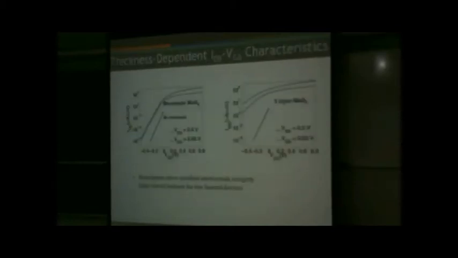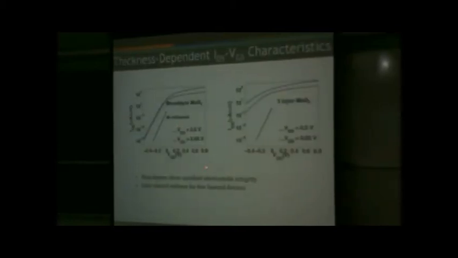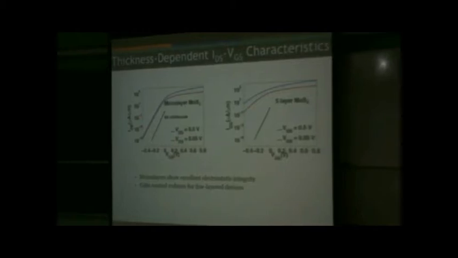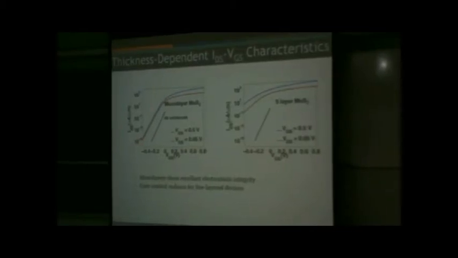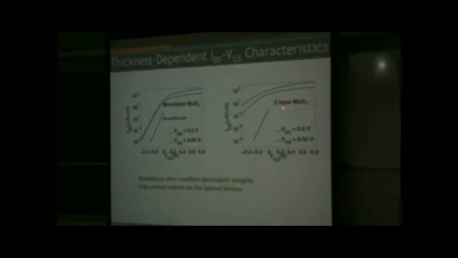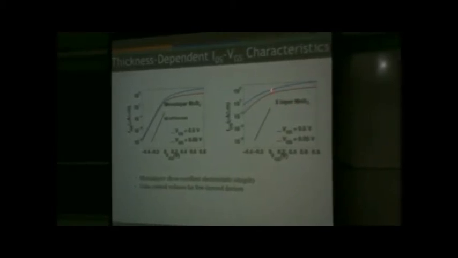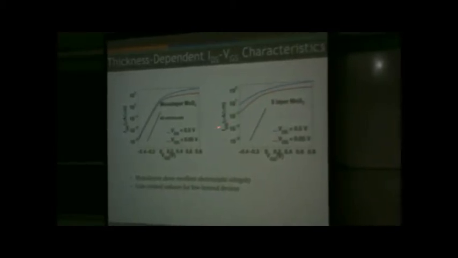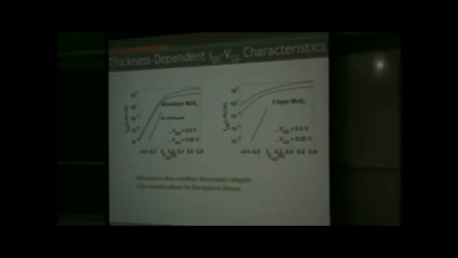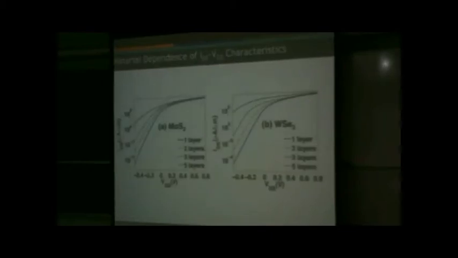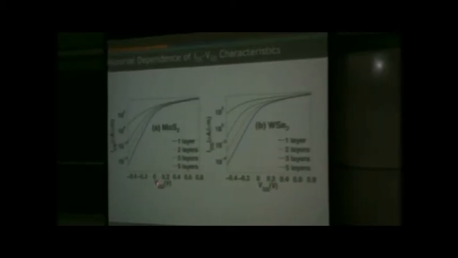So now we look at the ID-VG. We are looking at two different voltages. For monolayer MoS2, you see that the gate control is very good, almost 60 millivolt per decade. But as I go to 5-layer MoS2, you see that gate control becomes very bad. It is no longer even close to 60 millivolt per decade. That's what we see for all the materials that we have tried.